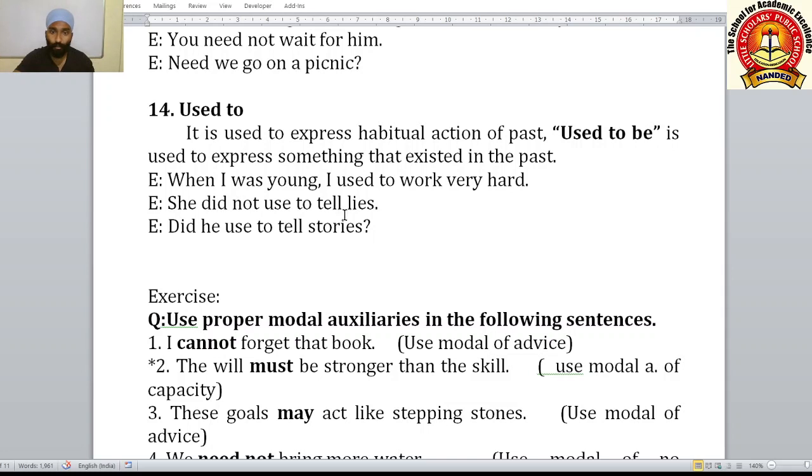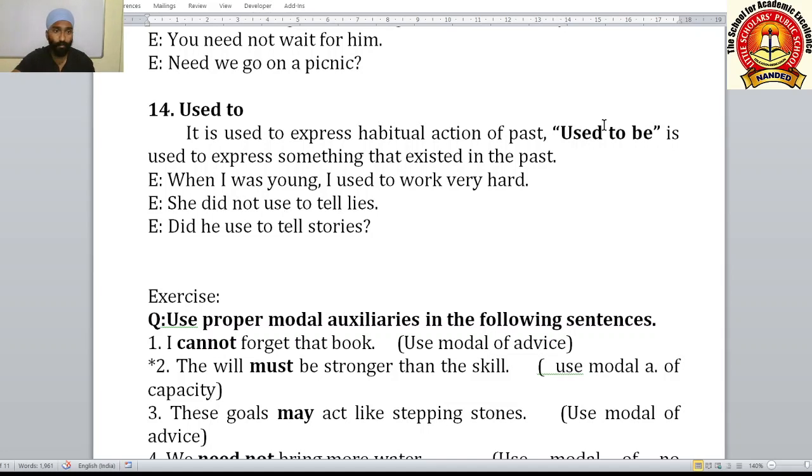She did not use to tell lies. Did he use to tell stories? So here, for negative, you use did plus not before use to, and you use the simple form of use, not used. Thereafter, in the interrogative also, the helping verb will come first, and we are using did because it is used only in the past tense.